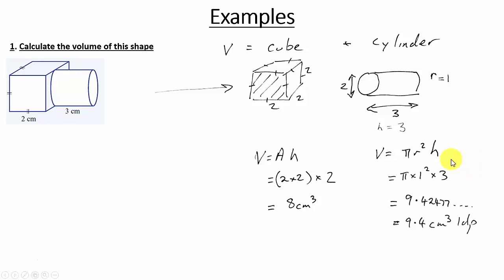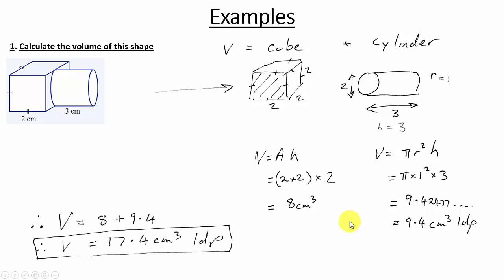For the cylinder, substitute your radius and your height, pi times 1 squared times 3, do your calculations, round it off, and you get 9.4 centimetres cubed. Then to get the final volume, we add our two answers together. 8 plus 9.4 will give us 17.4 cubic centimetres.